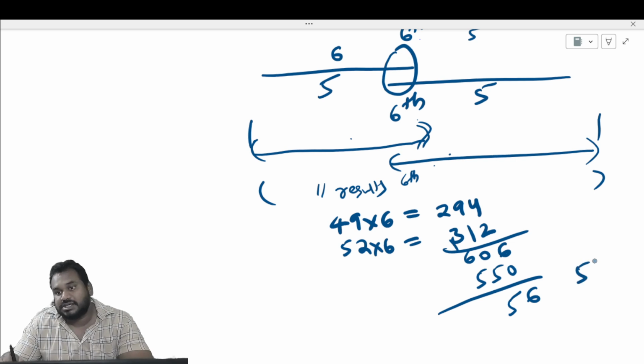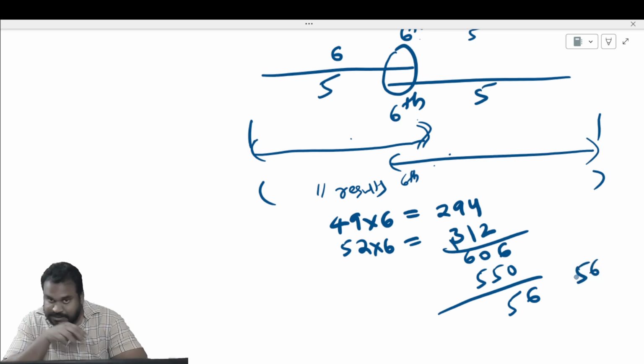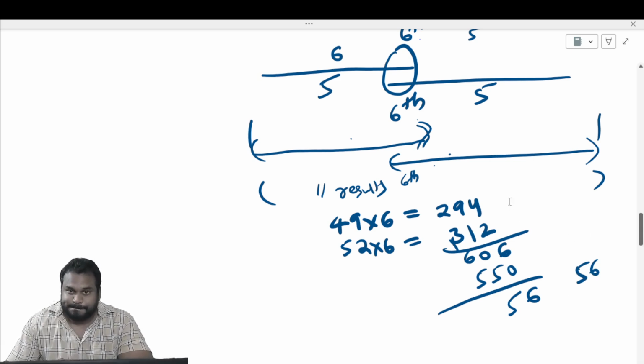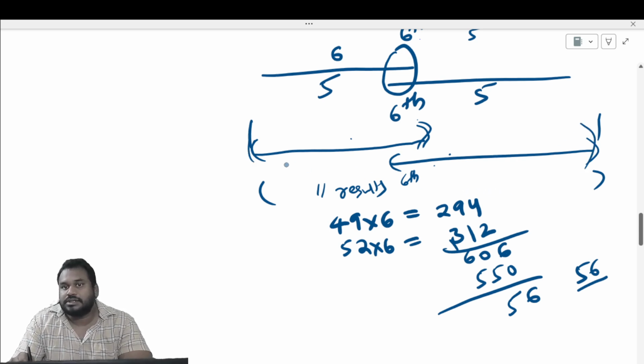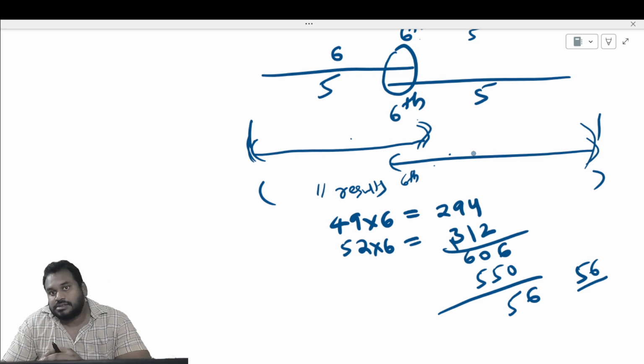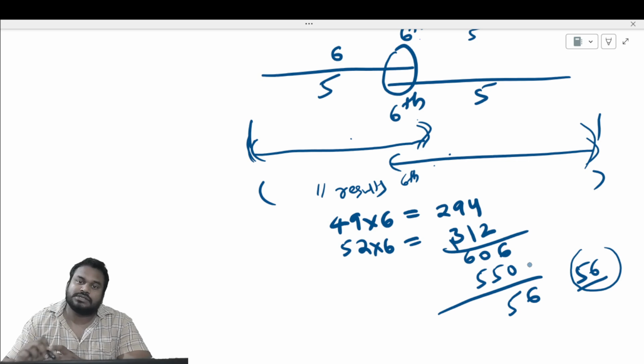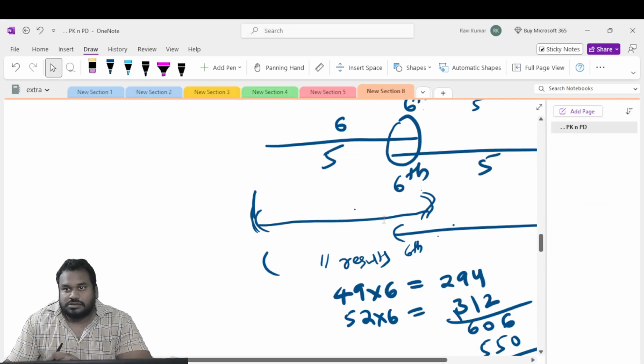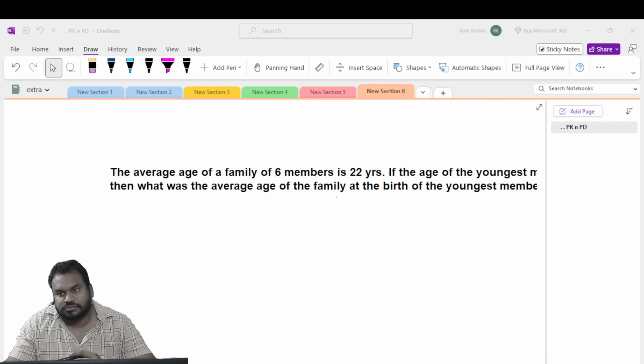So 56 is nothing but the sixth value, okay, because I calculated all the 11 numbers. When I calculated, the first 6 already came, and the last 6 came, so the common number is counted twice. So the twice number is nothing but 56. This is how we calculate this type of problem.